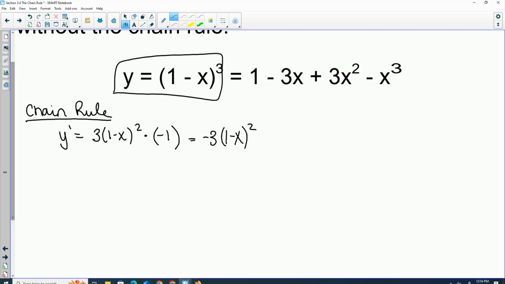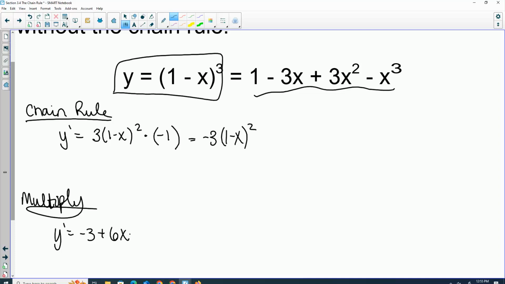If we didn't want to do the chain rule, as if we had done this last week, we would have to multiply it all out first. So we would have started with this one. That's what you get if you took that to the third power. So if I did that derivative, what do we get? Derivative of 1 is 0, minus derivative of 3x, so negative 3, plus 6x minus 3x squared.